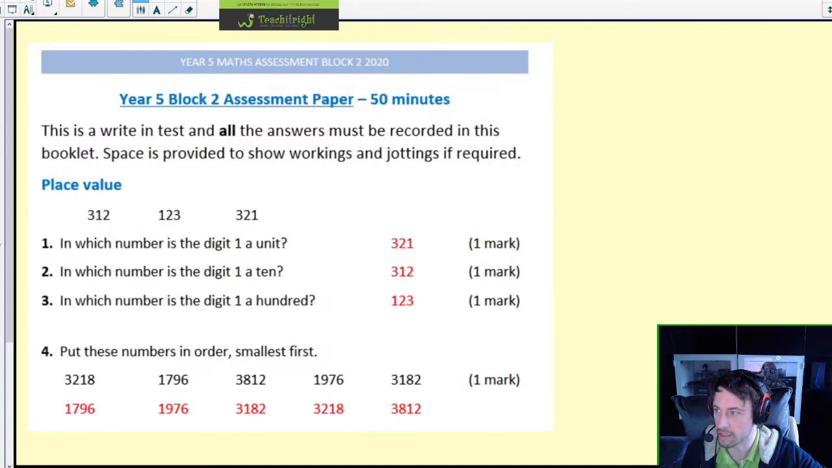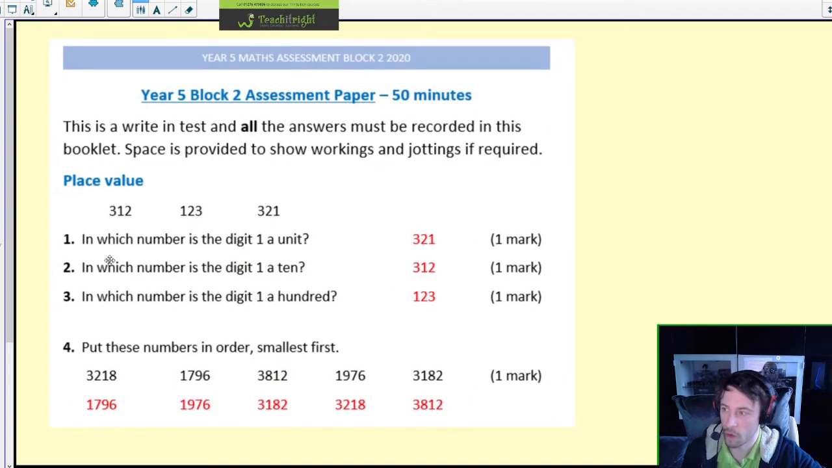Right, so the answers. Place value. In which number is the digit a 1? It's in, of course, you have the units here. In which number is the 1 digit a 10? Well, that is in 312, making the 1 a 10. And then which number has the digit as 100? Well, in 123. So there are the answers as follows.